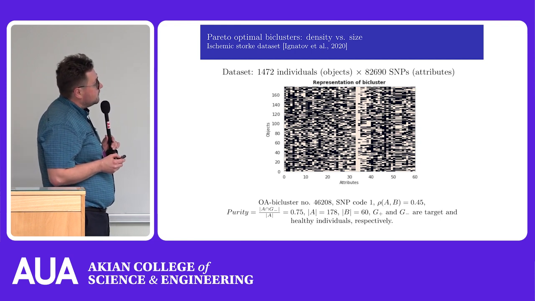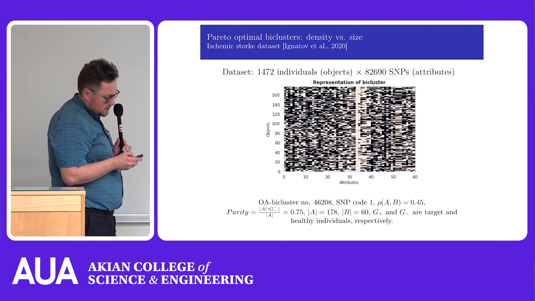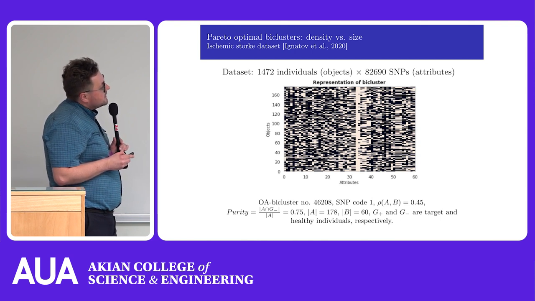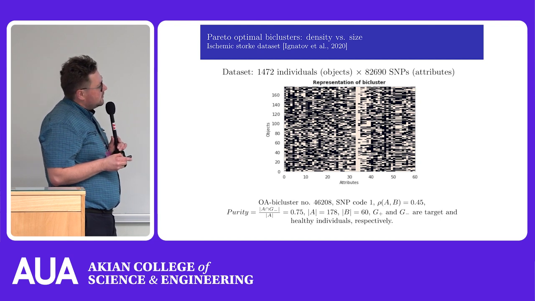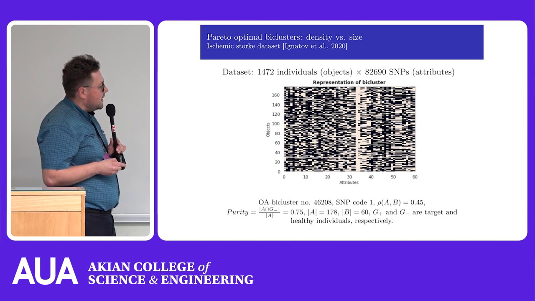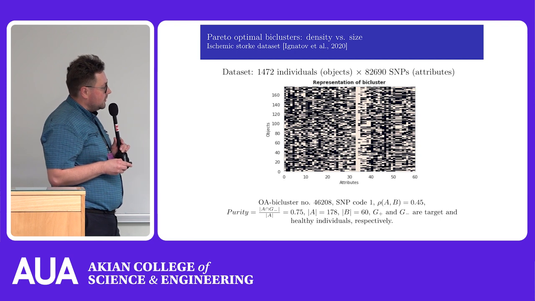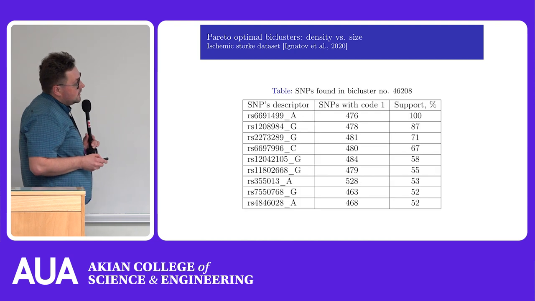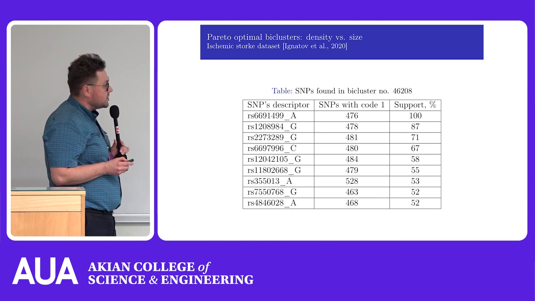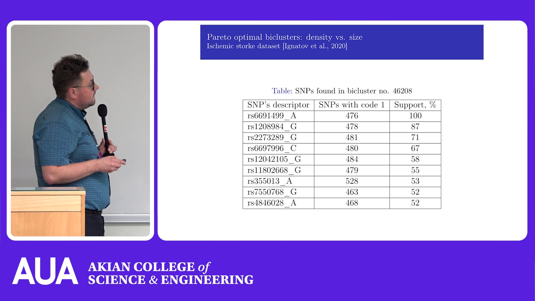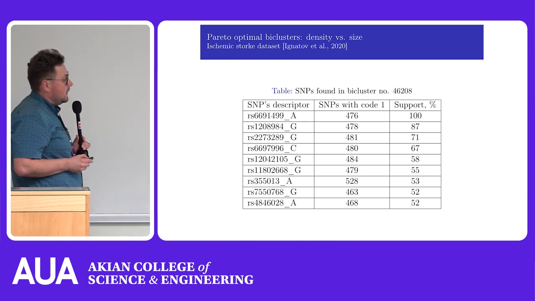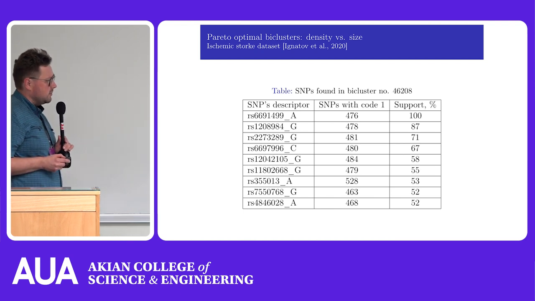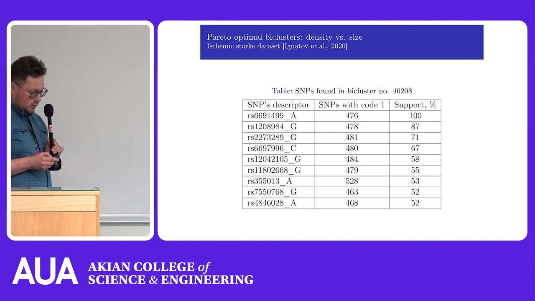And here is also an example from genetics, where we studied ischemic stroke individuals versus non-ischemic stroke individuals and their attributes known as single nucleotide polymorphisms. Taking them as attributes, we found biclusters. We counted their density, size, and purity, that is the number of individuals which are not included among the healthy ones, since we are interested in finding single nucleotide polymorphisms describing non-healthy individuals who are at risk of having ischemic stroke. So later on, these SNP descriptors are decoded to their identifiers, and geneticists analyze them, and we are in the process of publishing a paper together with them where the findings are discussed with experts in genetics.